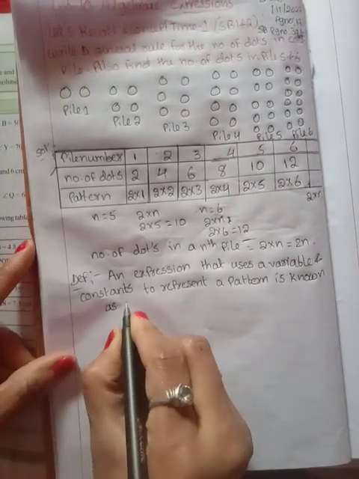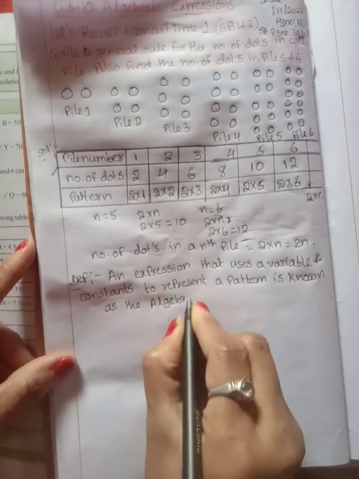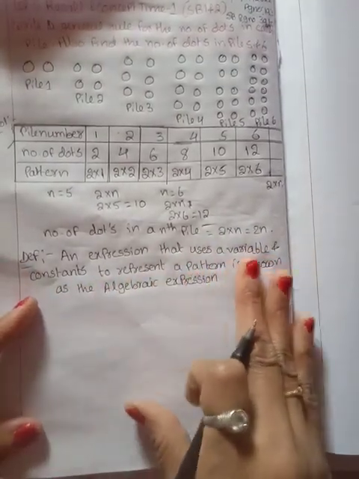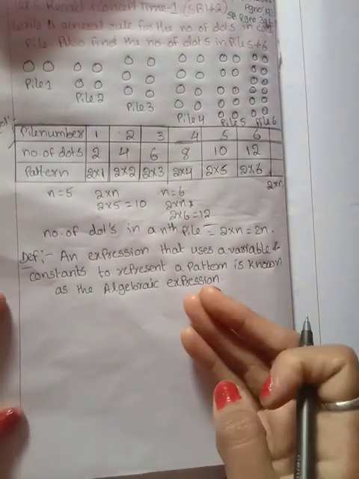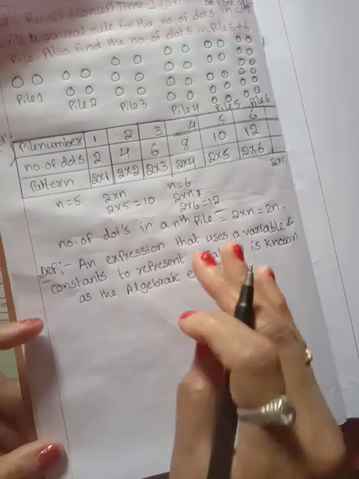This is the definition of algebraic expressions. What is used in algebraic expressions? Variables and constants. What are variables? Variables take different values. And what is a constant? A constant is fixed only. You can write these definitions neatly one by one.